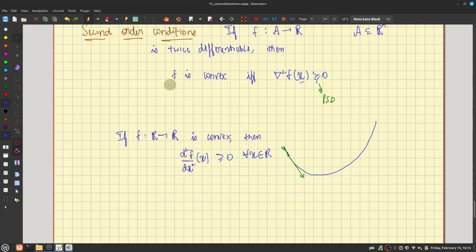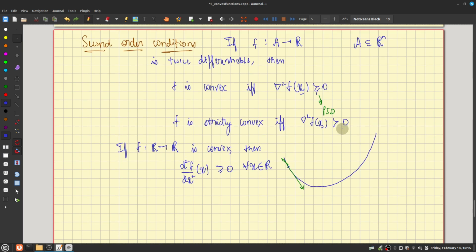And likewise for the second order condition, it's strictly convex if and only if the Hessian is positive definite. Okay, so all of these are kind of natural notions. Any questions so far? Entries of the Hessian matrix being positive always.